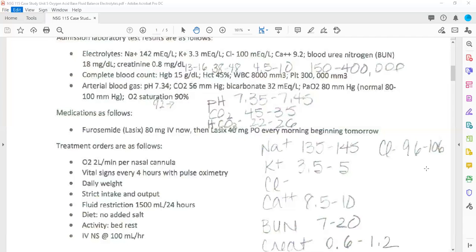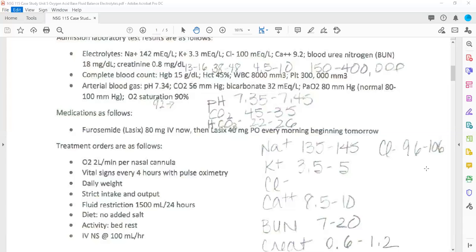So I wrote down our normal values here of pH, CO2, and bicarb. And first of all, we need to look at his pH. So we need to see, is it normal, is it acidotic or alkalotic? And if it's 7.34, that is lower than the 7.35 to 7.45 range. So if it is lower, we already know that he is in some sort of an acidosis. And it looks like it's a mild acidosis, but it will progress if we don't intervene.